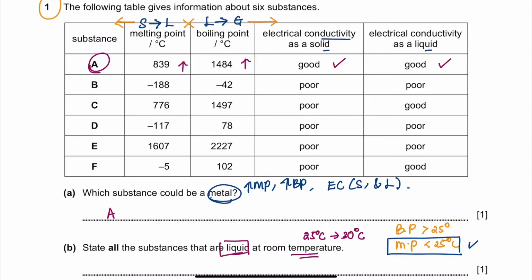Now 25 degrees Celsius for substance A falls below this temperature, 25 degrees Celsius falls here. So as you can see here, I have written down at which state the room temperature will be, and you can see that in the column of liquid you would find substance D and substance F.